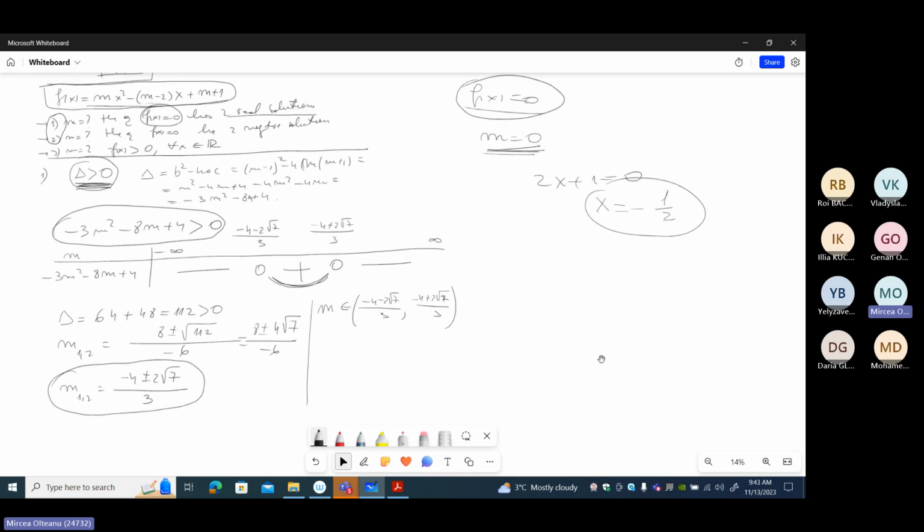And so m equals 0 is not good for us. And you see here in this interval, there is the number 0. So we have to eliminate 0 from here, because 0 is between them, and when m equals 0, our equation does not have two solutions. But now it's okay. Okay, this is the right answer for the first question.